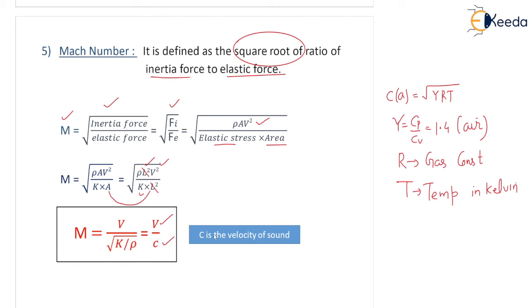What is the unit of Mach number? No unit, it is a dimensionless number. Whenever you are calculating the Mach number, you have to write the velocity of the object in meter per second. Don't write kilometer per hour. Meter per second always.